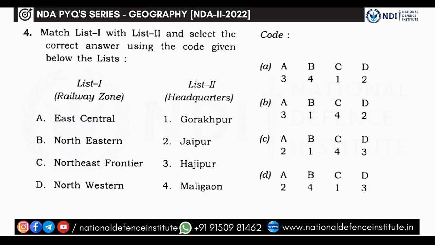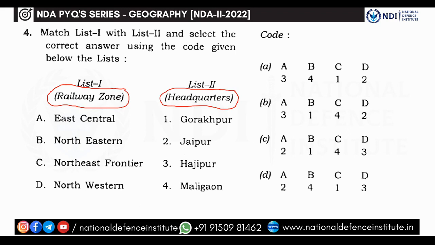So, match list one and list two. The earlier question was with respect to inland waterways. This question is with respect to railway zones, and they are asking about the headquarters. See, in match the following, you need not know all 4 options, but if you know 1 or 2, that would be helpful.